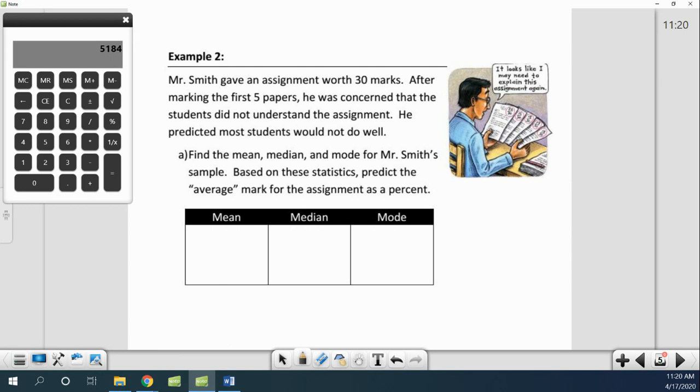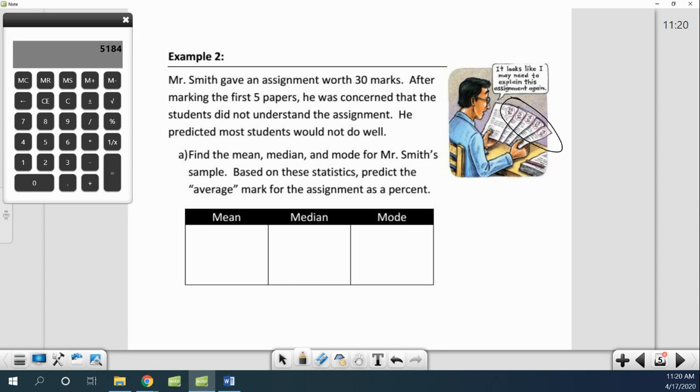Example 2. Mr. Smith gave an assignment worth 30 marks. After marking the first 5 papers, he was concerned the students did not understand the assignment. He predicted, based on those first 5 papers, that it doesn't look like most students are going to do very well. And you can see here his papers: a 20, a 15, an 18, a 19, a 19? Oh, it's not a 19, it's a 10.